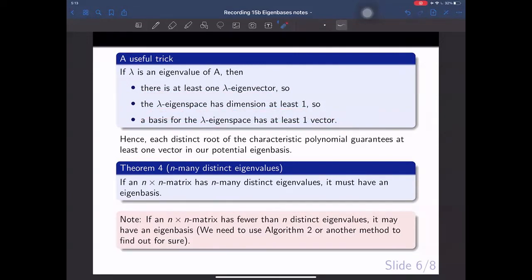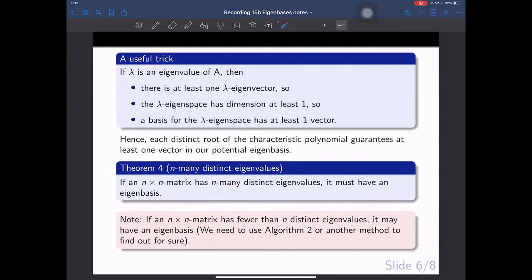So each distinct root of the characteristic polynomial guarantees at least one vector in our potential eigenbasis. This gives us this theorem. If an n by n matrix has n many distinct eigenvalues, the matrix must have an eigenbasis. It doesn't work the other way, quite the same way.